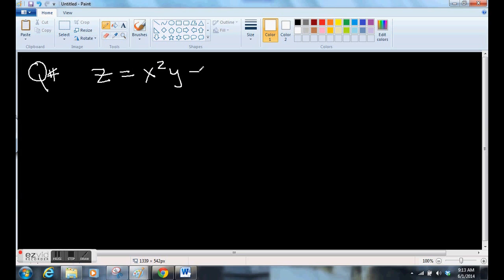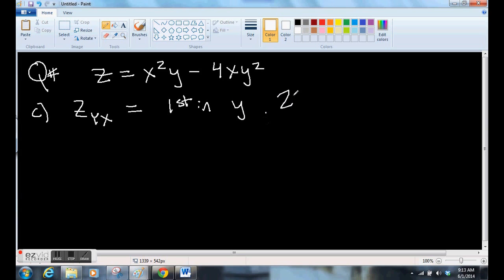So here's the function again. I'm rewriting it just so I have it for reference. 4xy squared. Okay, part C. Halfway through, you guys, we can do it. So part C says zyx. I think I have my other parts all messed up, so just ignore that. This means first derivative in terms of y, and the second in terms of x, because you read them left to right.